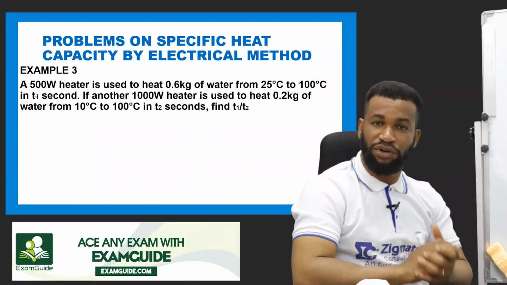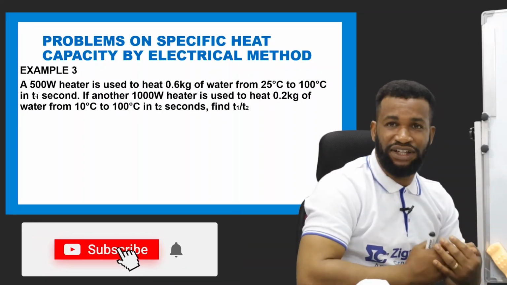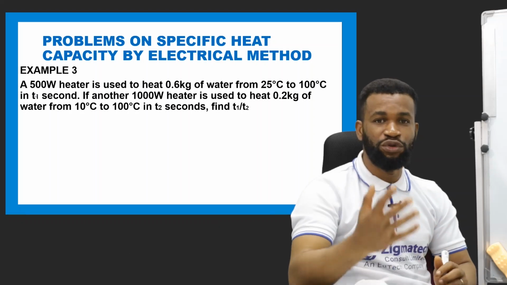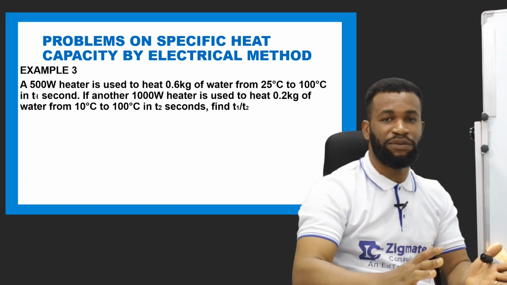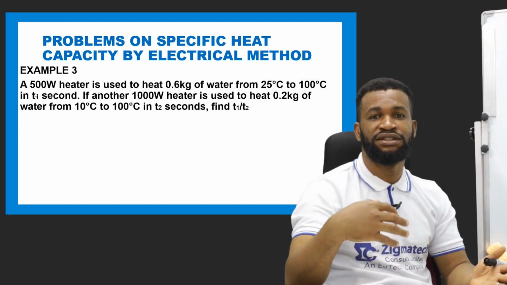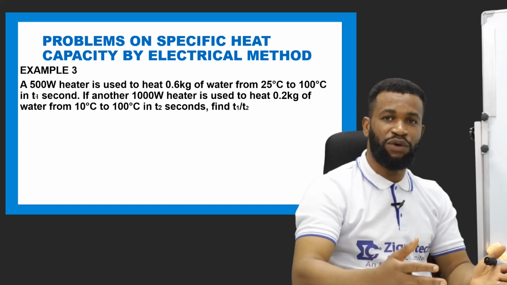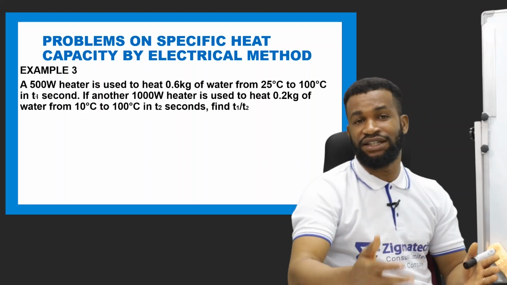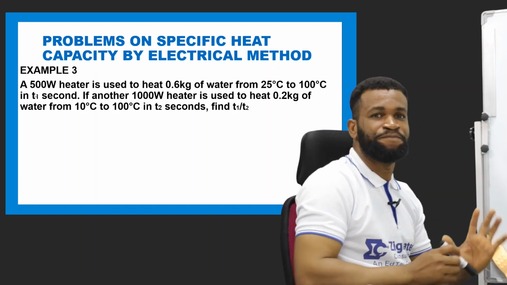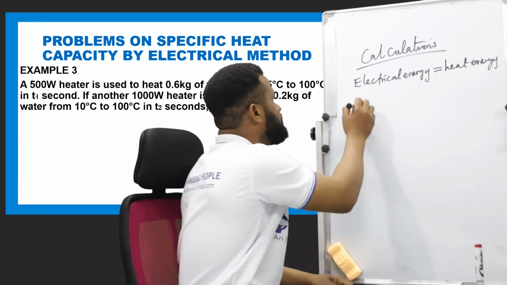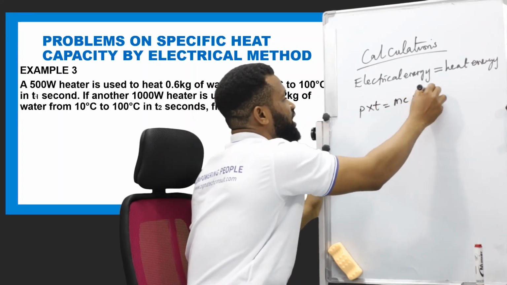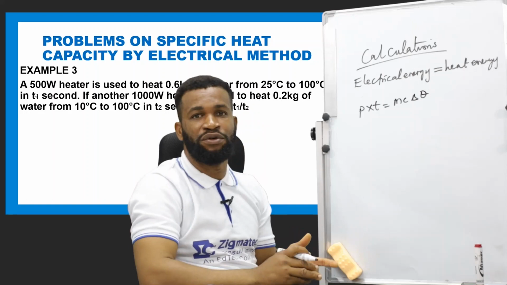All we need to do is to follow the principle. The principle is very simple. Now, if you consider this question very well, you realize that 2 different energy supplies are involved. The first one is a 500 watt heater, and the second one is a 1000 watt heater. However, we are going to treat them one after the other. Now, the first one is P times T is equal to MC change in theta, which is the main principle we are working with.